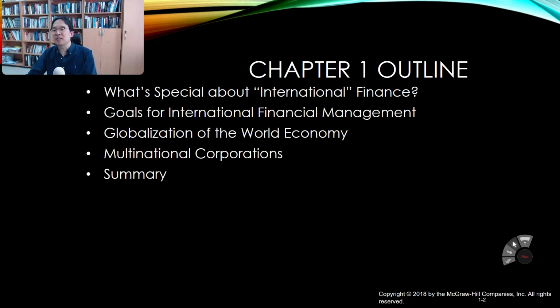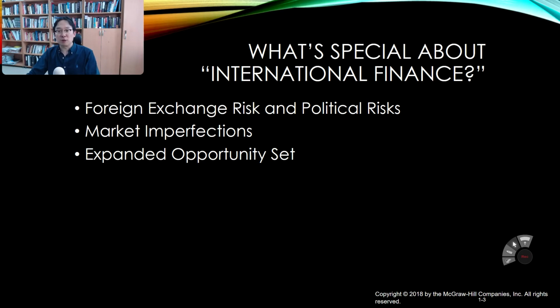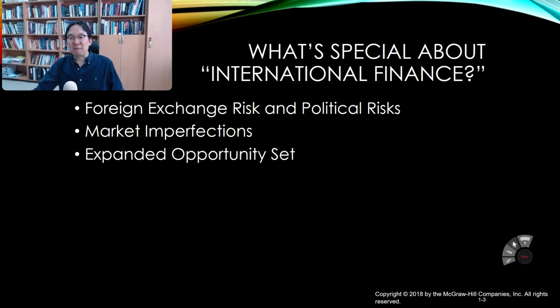Okay, chapter outline. What's special about international finance? Goals for international financial management, globalization in the world economy, multinational corporations, and summary. Now, what's special about international finance? FX, foreign exchange, is a risk, and then there is political risk that we have to cover. International politics gets in there, and market imperfection is another issue. In what aspect is it imperfect? Incomplete information. You don't know as much as in the domestic market, and the market setting itself is incomplete in many cases. Expanded opportunity sets, of course, widen the scope of your market. You're going to have more opportunities and more risk involved. So let's go one by one.